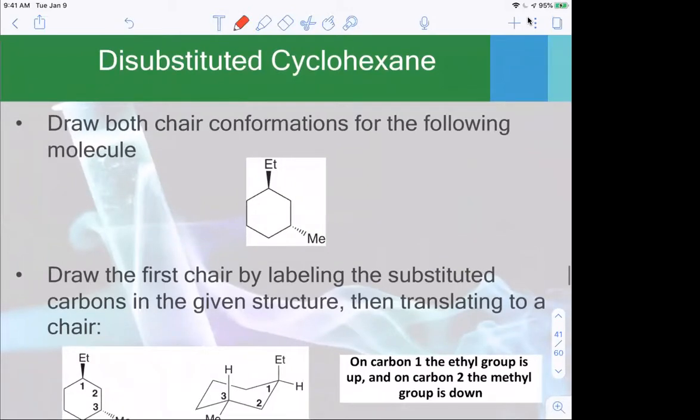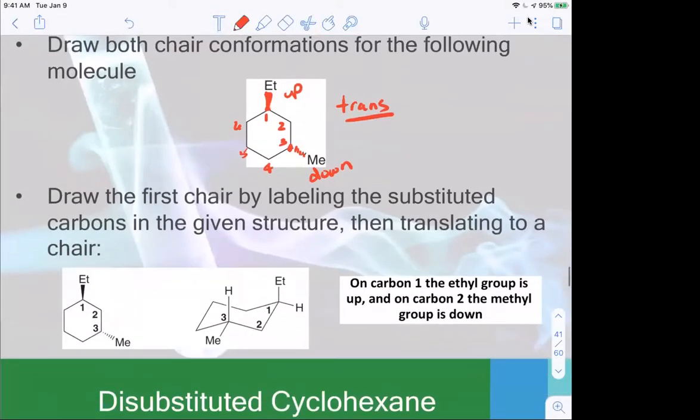So one of the questions I might ask you is draw both chair conformations for the following molecule. When you want to think about this, this is carbon 1, 2, 3, 4, 5, 6. So I have a substituent on the 1 and the 3 carbon of the cyclohexane. Notice this is bolded up, this is hashed down, so this would be trans. So I want to make sure that whatever structure I draw is going to be trans. This is bolded, so this is going to go up. And this is hashed, so this is going to go down.